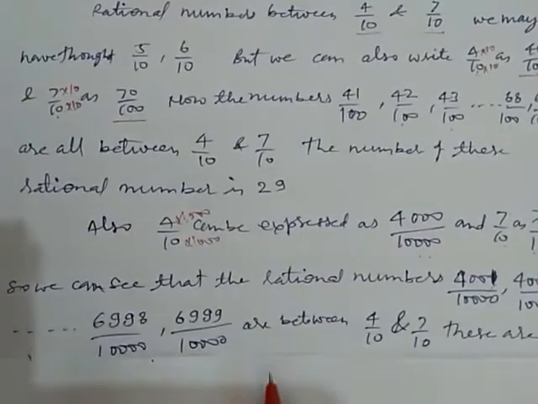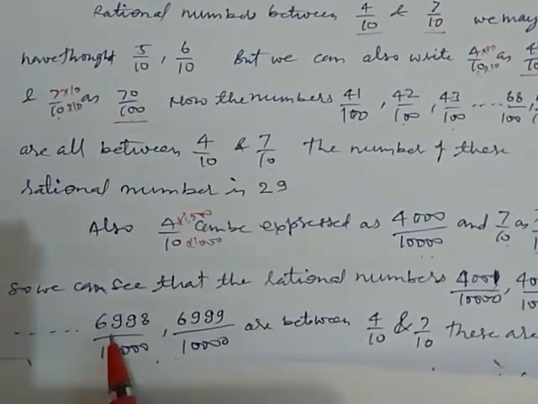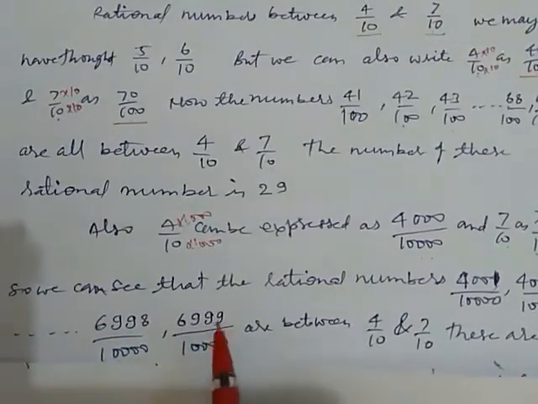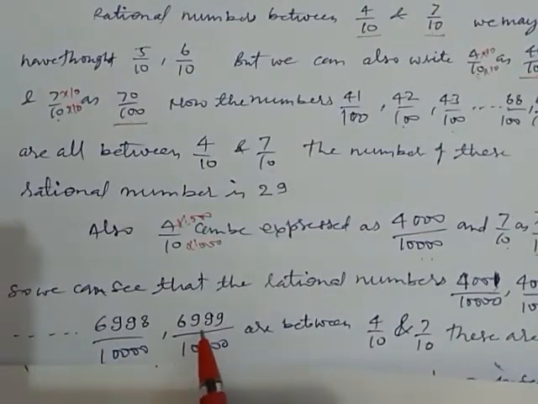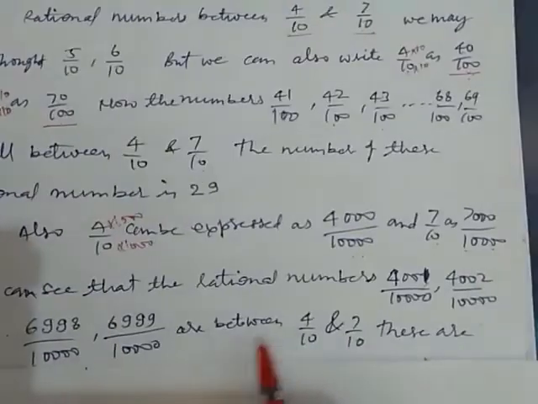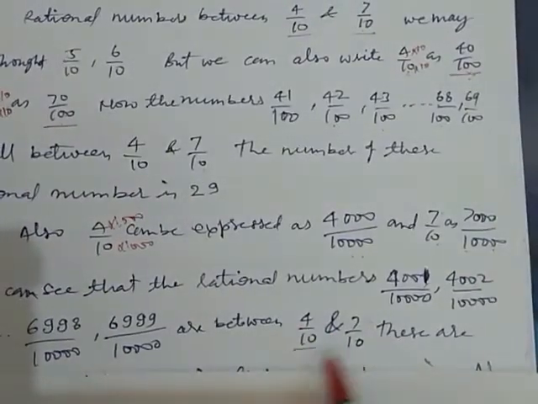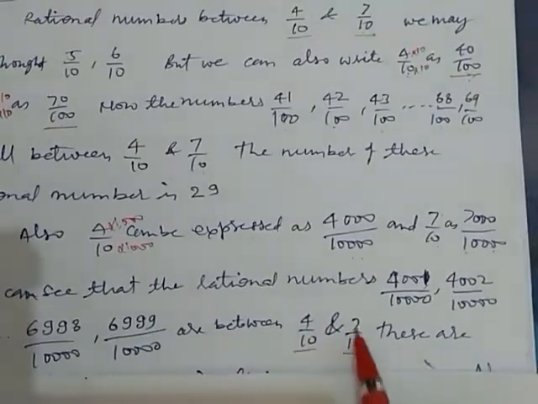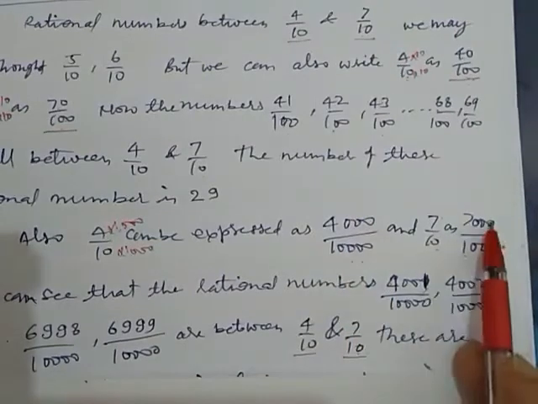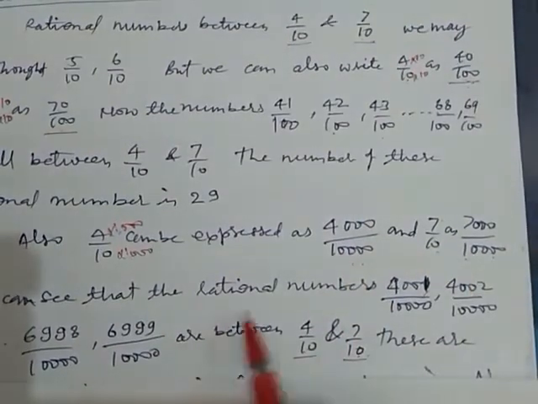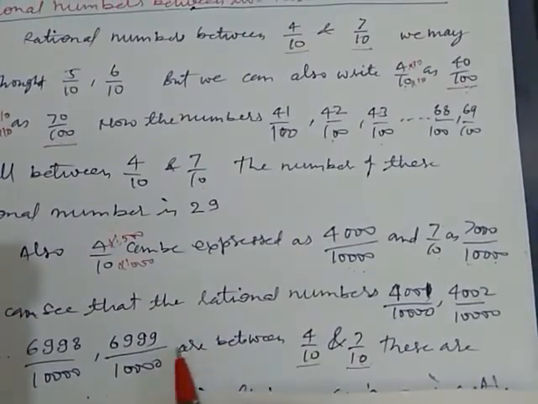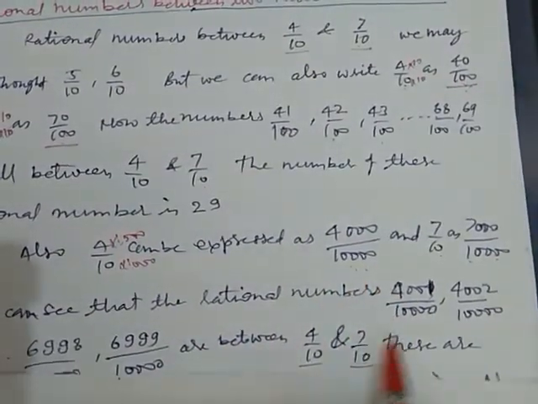and so on. And in the last, 6,998 upon 10,000 and 6,999 upon 10,000 are between 4 by 10 and 7 by 10, because 4 by 10 and 7 by 10 are 4,000 upon 10,000 and 7,000 upon 10,000. This way we can express numbers between these two numbers.